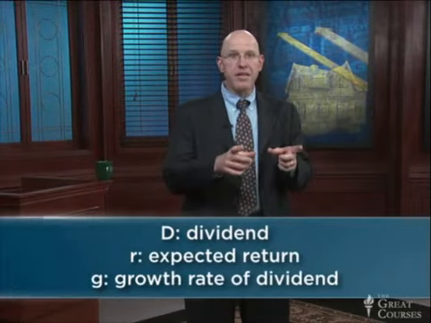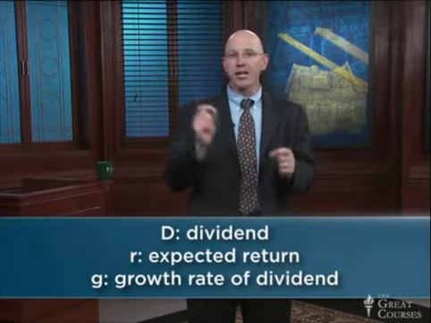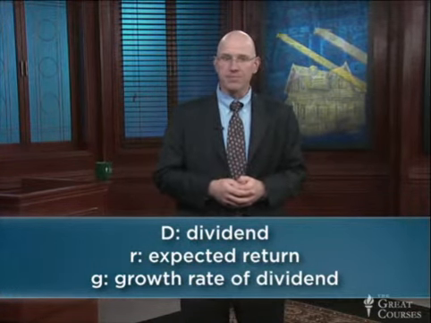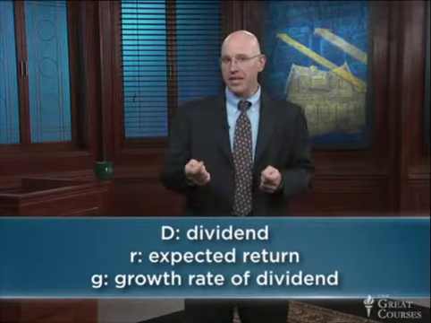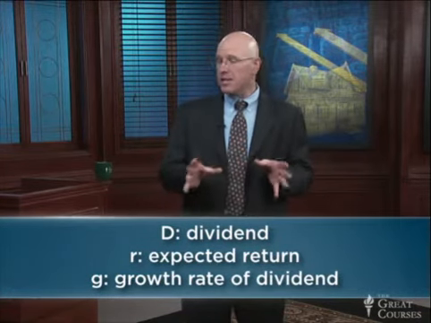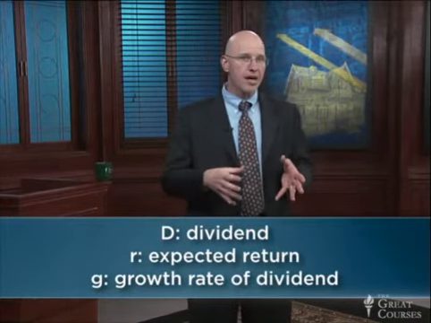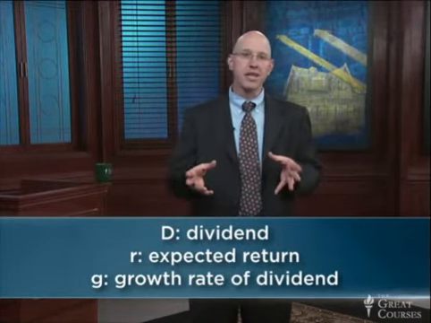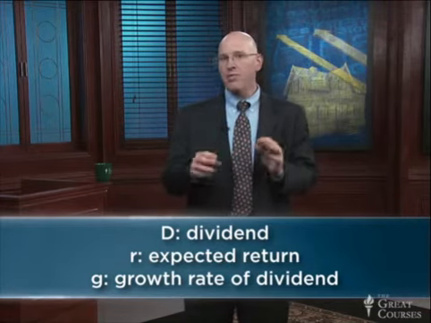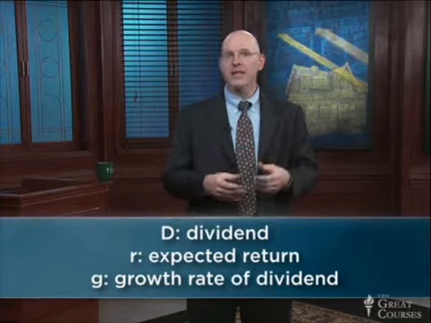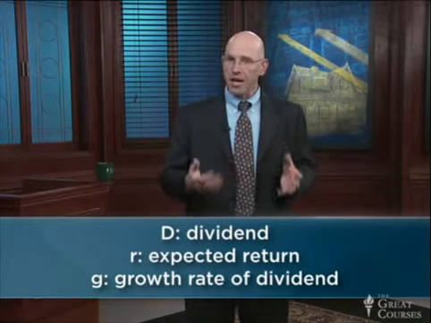Applying the DDM is a matter of getting three numbers that you need to work the formula. The amount of the next annual dividend, D, the expected return on the stock, R, and the growth rate of the dividend, G. Next year's dividend, the D in the formula, is the easiest number to find. Just about any free financial website that covers stocks will have an information page about the stock that lists the annual dividend among many other pieces of information. When I looked up AT&T's information, the annual dividend was given as $1.72 per share.